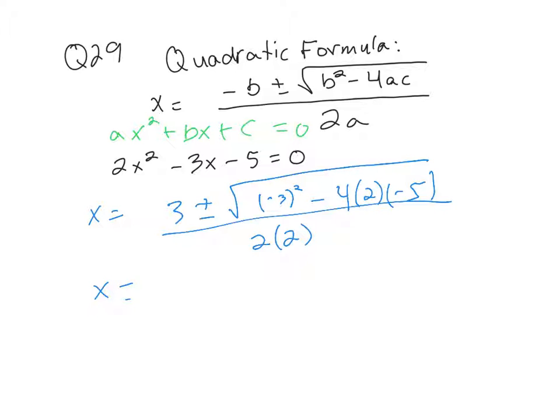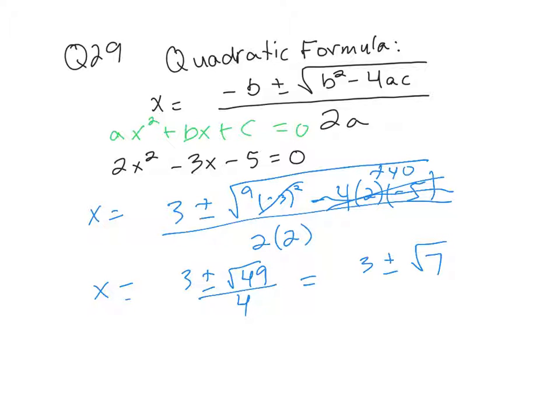Simplify this a bit. Negative 3 squared is 9. Negative 4 times 2 is negative 8, times negative 5 is going to be a positive 40. So all this can get replaced with positive 40. So I'm going to have 3 plus or minus the square root of 49 all over 4. Square root of 49 is plus or minus 7.